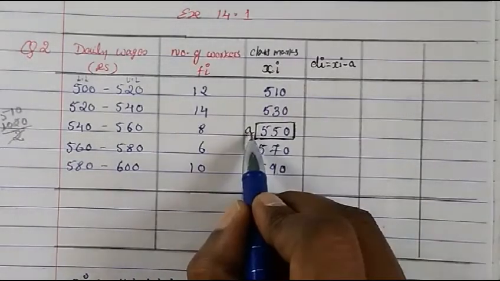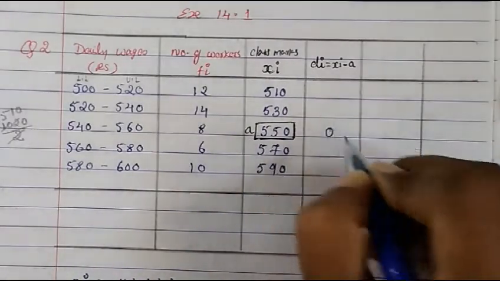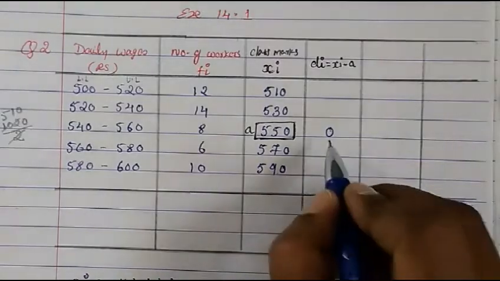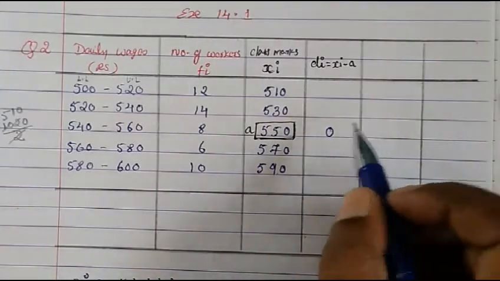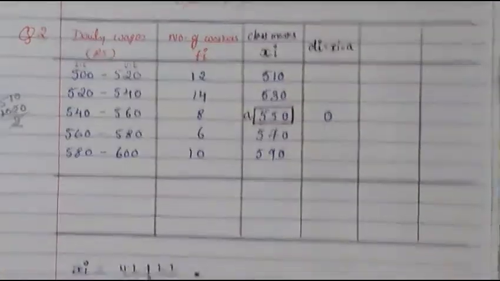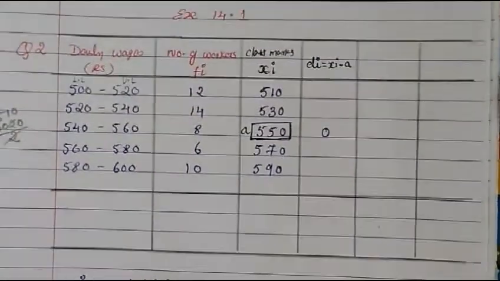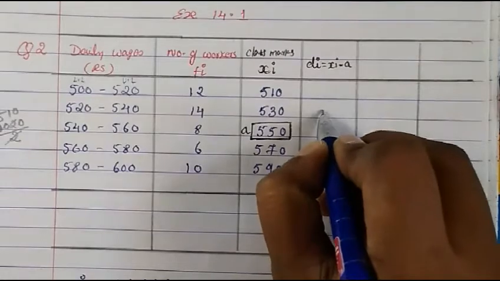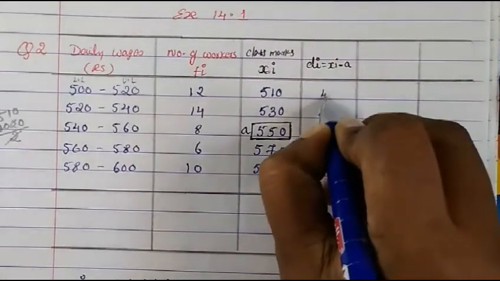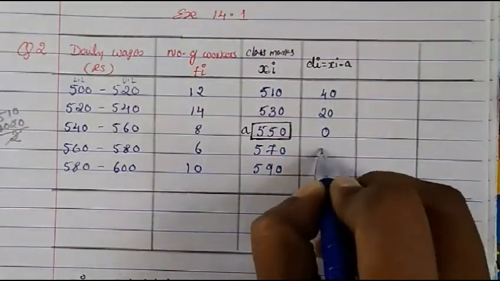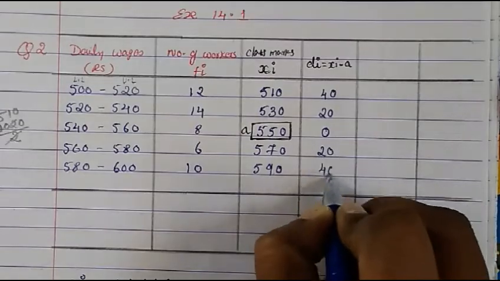So where it is a, just write there 0. Okay. After writing the 0, what do we have to do? What is the class interval we found out? Class interval is 20. Just write down the tables of 20. So here it will be 20. Here it will become 40. So same way 20, 40.